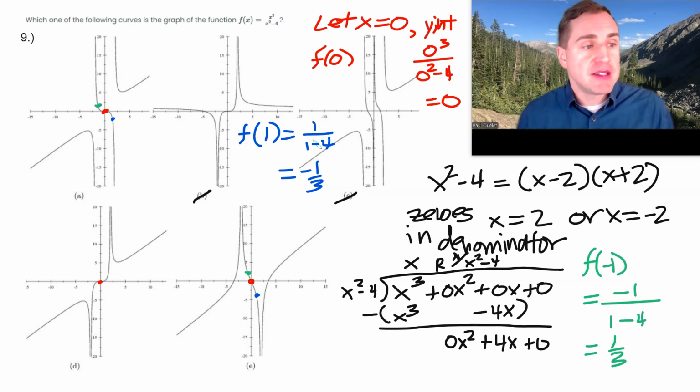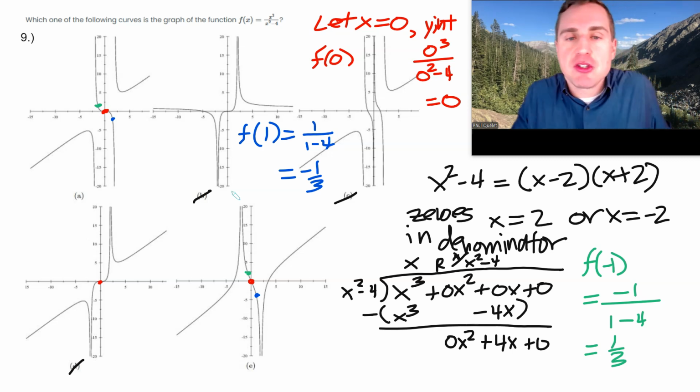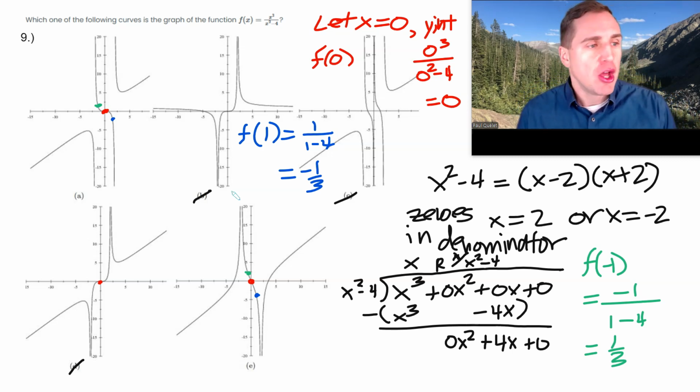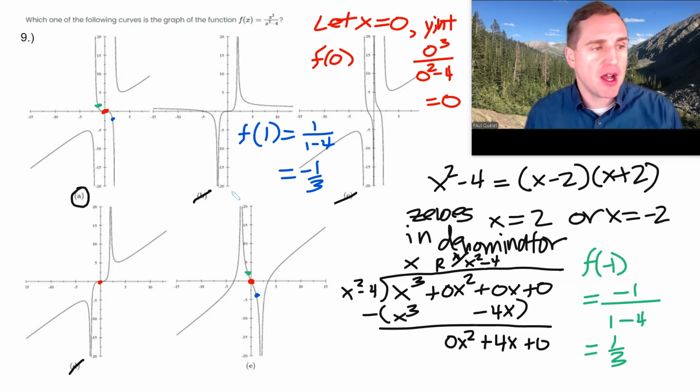So we're really down between E and A. D would be incorrect. Now between E and A, we have to just understand how these rational functions look. It turns out A is a lot more like a rational function because notice it doesn't just sort of snake through and gently go like this. It turns out that rational functions will have an asymptote.